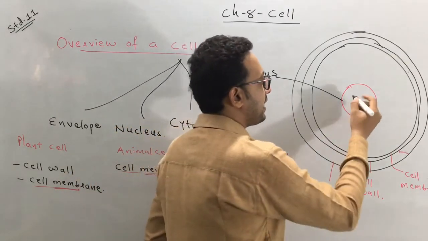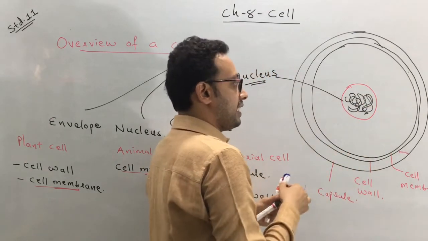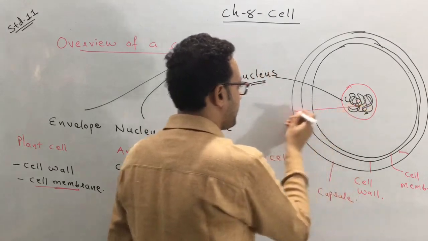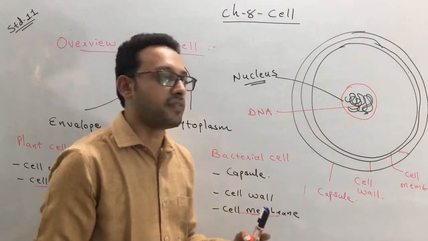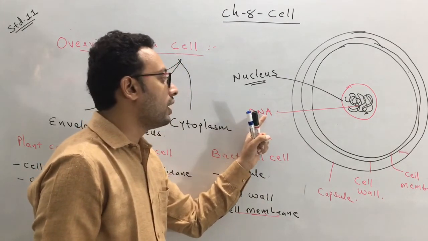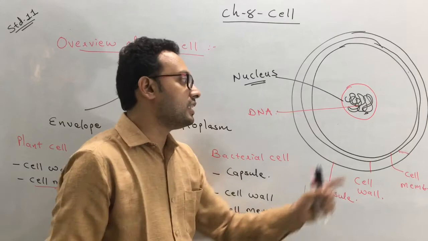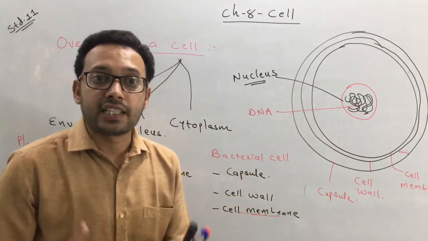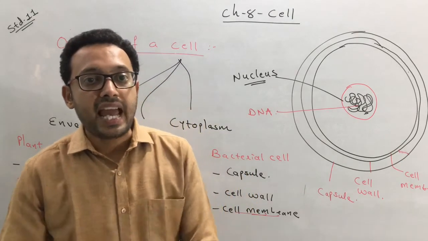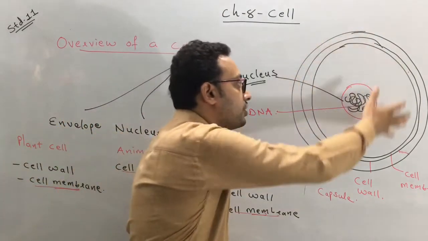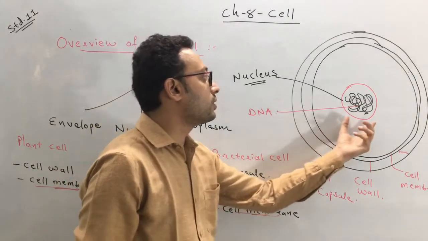What does it contain? It contains the genetic material. We call this genetic material DNA, deoxyribonucleic acid. The DNA that is present in the center of a cell, or in the nucleus, is the unit of heredity that carries the information. It acts as a control center, so it controls the activities which are happening within a cell. So that's all about the nucleus.